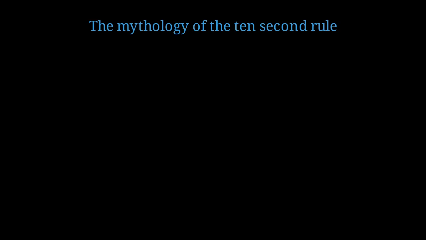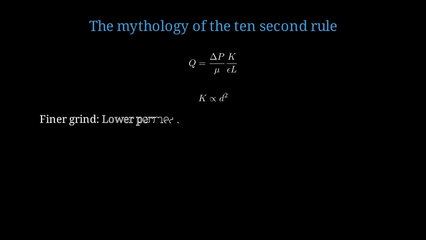Let's see why this works from first principles. Flow rate Q through a porous bed follows Darcy's law. Q equals delta P over mu times K over epsilon L, where K is permeability, mu is viscosity, epsilon is porosity, and L is bed thickness. Permeability is proportional to the square of particle diameter. Finer particles create much lower permeability, slowing flow dramatically. When you grind finer, permeability drops, flow slows down, and contact time increases. This extracts more compounds, especially the slow-diffusing bitter ones.